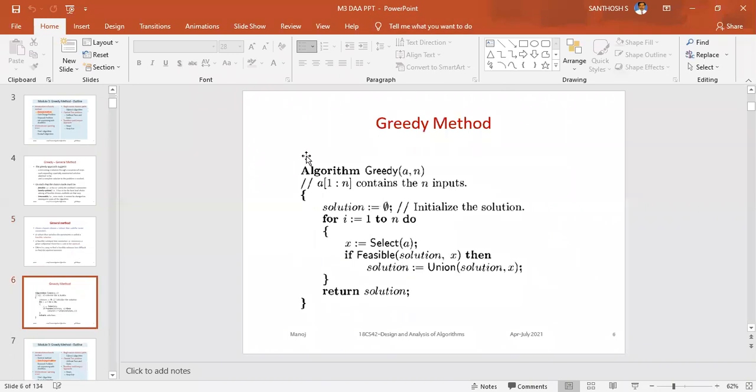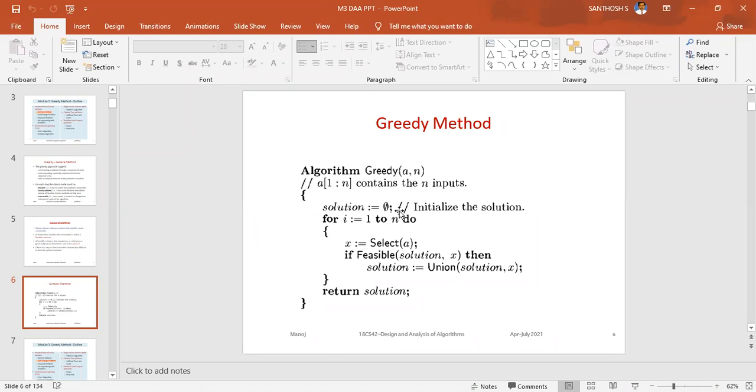Now come to the general algorithm of the greedy technique. What is the general algorithm of the greedy technique? Greedy takes an array A with n inputs. Here A is the array, A[1:n], so it contains n inputs. A is the array name, and the values range from 1 to n. We call it the range. 1 to n contains n inputs.